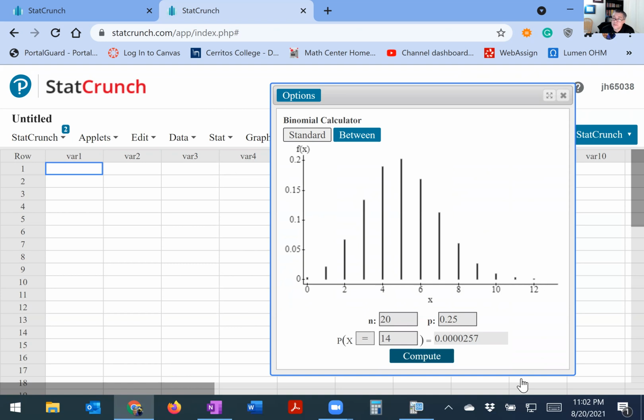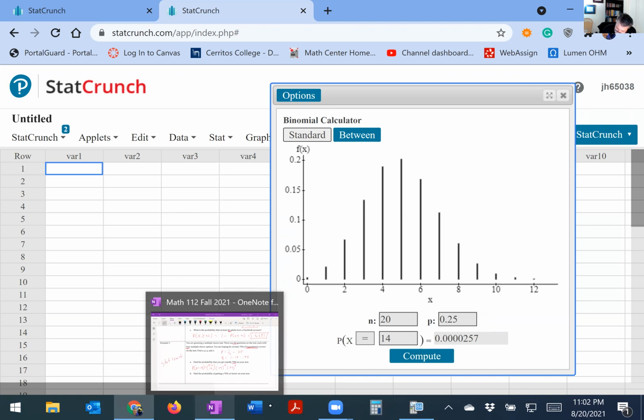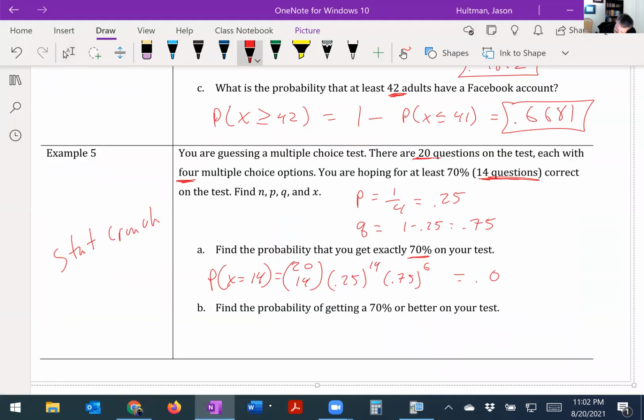This is why we don't want to guess, unless we're incredibly desperate on an exam. Let's write this number down. How many zeros are there? There's 1, 2, 3, 4 past the decimal place. So this is 0.000257. Pretty small number.